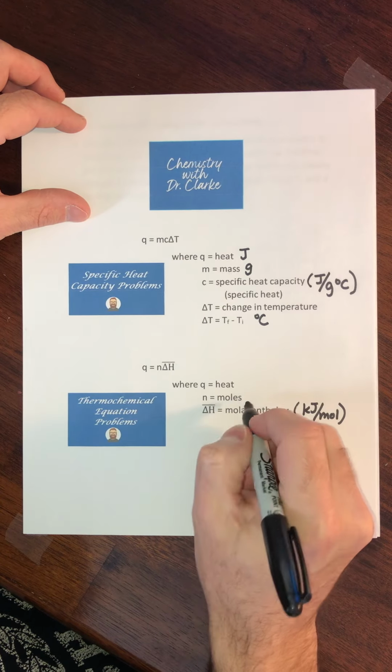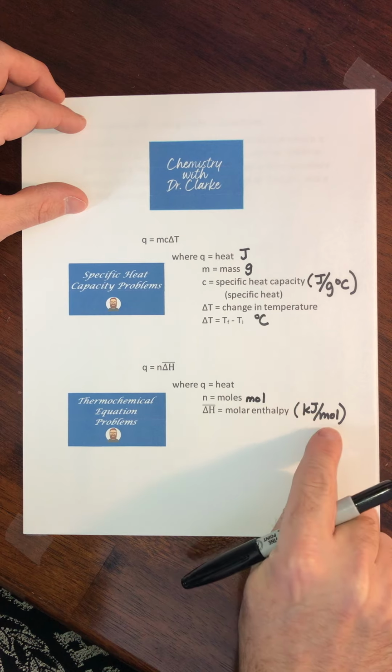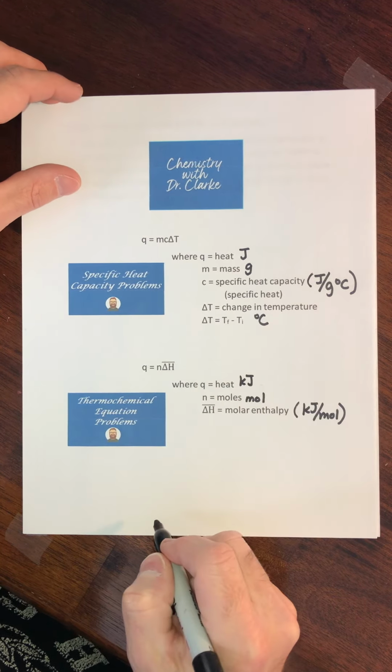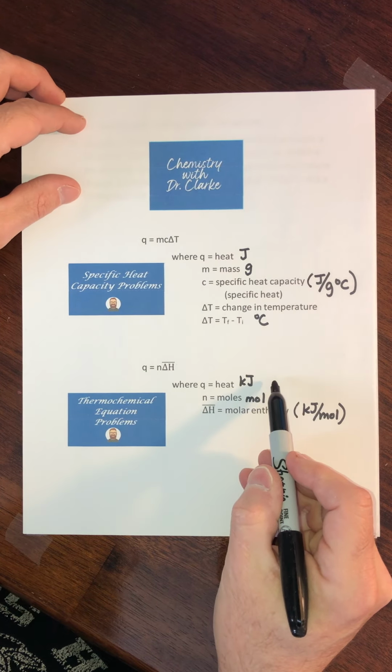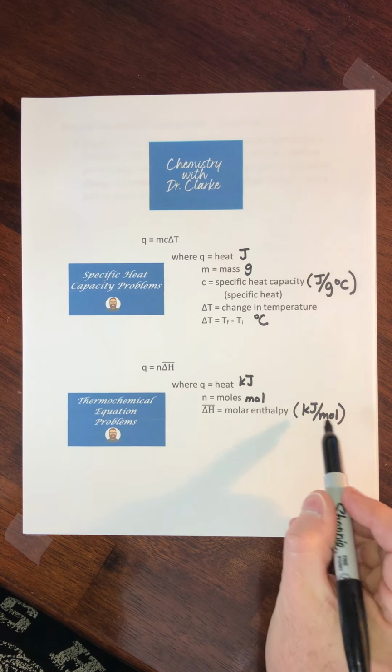So your moles will be measured in moles. And if I've decided to go with kilojoules per mole, then my heat has to be in kilojoules. And similar to above, if I decided I wanted to talk about heats in calories, that's okay as long as my molar enthalpy is in calories per mole.